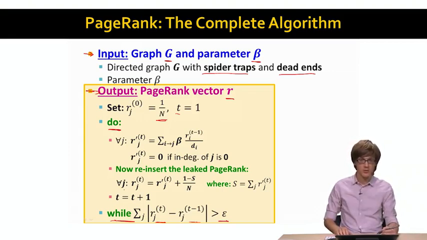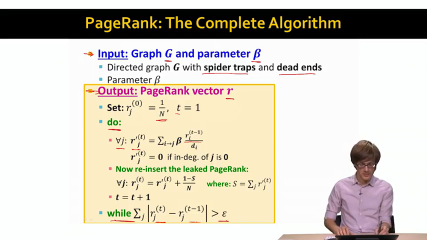Now let's look at what happens in the inner loop. First, we have a for loop where we update the PageRank score of every node j by taking the PageRank scores of every node i that points to it, and dividing that by the degree of i. This is the first part. Of course, here we have to be careful if node j has in-degree 0. If a node has no in-degree, then we set its PageRank score to 0.